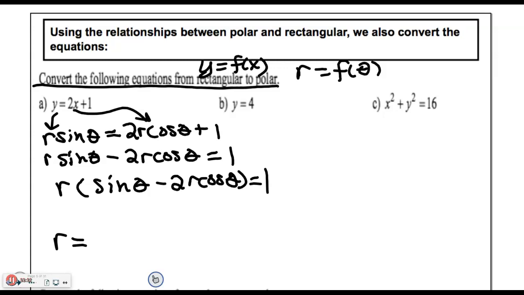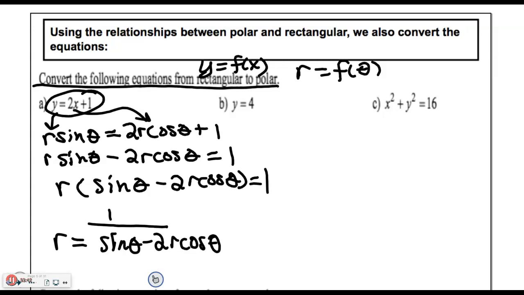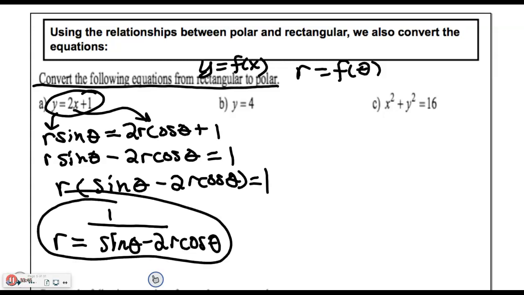So my r is going to be 1 over sine theta minus 2 cosine theta. What one do you like better? If you were in higher levels of math, which would you rather work with? The original, correct? But it's because it has no curvature. It's a line. What did I do wrong? There's an r at the bottom. Oh. Okay. Oh, yeah. Thank you. Sorry. Thank you for paying attention.